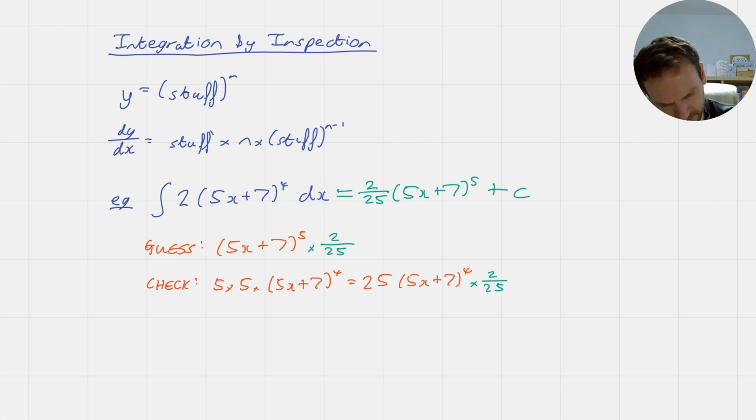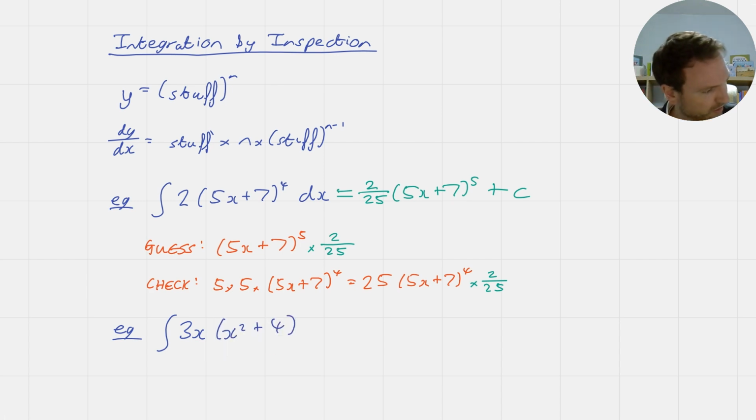Okay, let's look at another example, of the same vein, but getting a little bit harder now. So what about if instead we're asked to integrate 3x brackets x squared plus 4 to the power of 9?